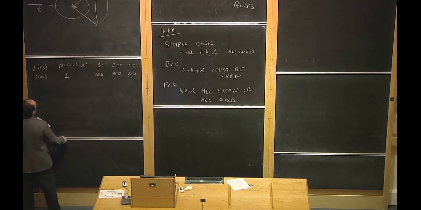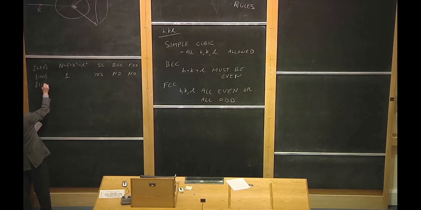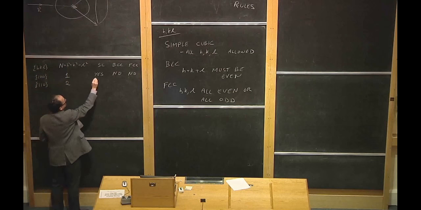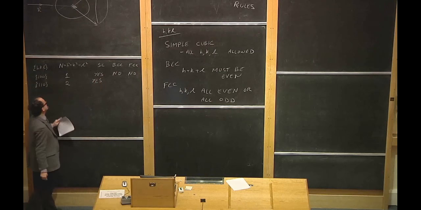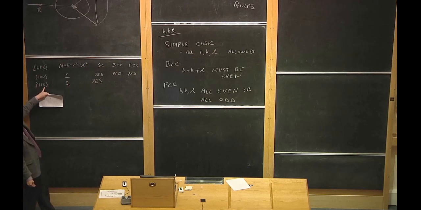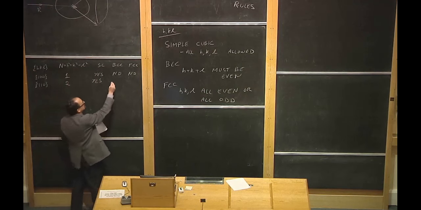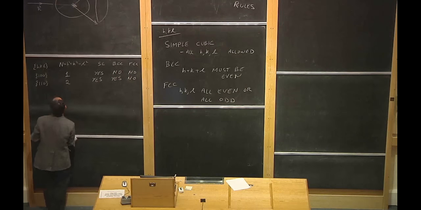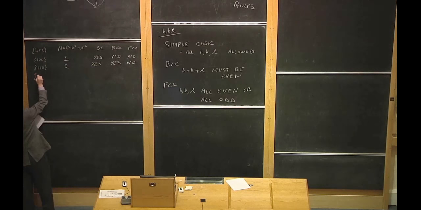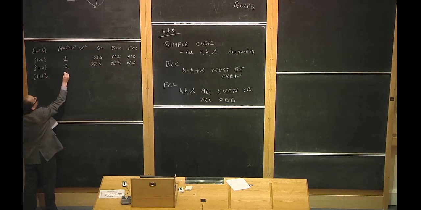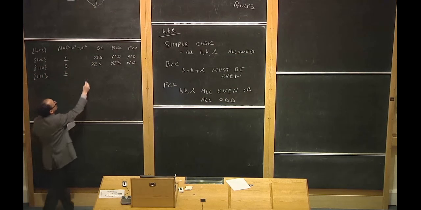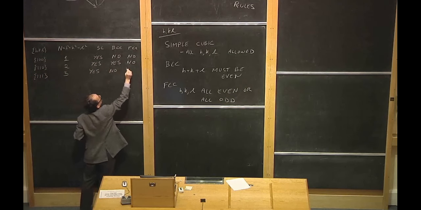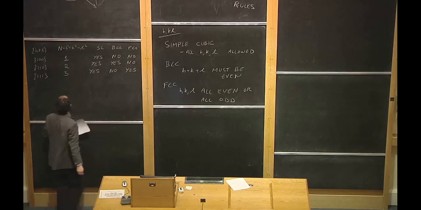How about the next simplest one, 1, 1, 0. H squared plus k squared plus l squared is 2. Simple cubic, well, yes, that's also allowed. BCC, well, 1 plus 1 plus 0 is 2, which is even, so that's allowed, yes. FCC is not allowed because they're not all odd or all even. Then 1, 1, 1. H squared plus k squared plus l squared is 3. It's allowed for simple cubic. For BCC, it's not allowed because the sum is odd, but it is allowed for FCC because they're all odd.